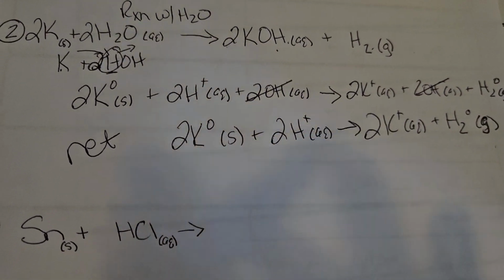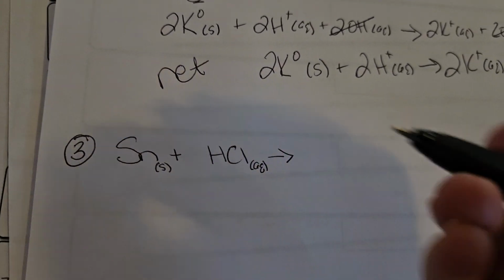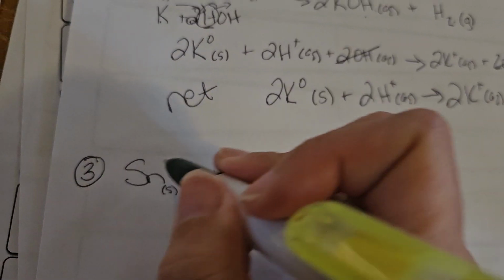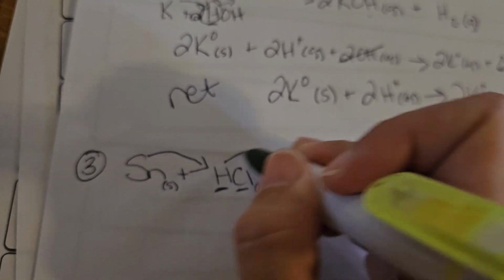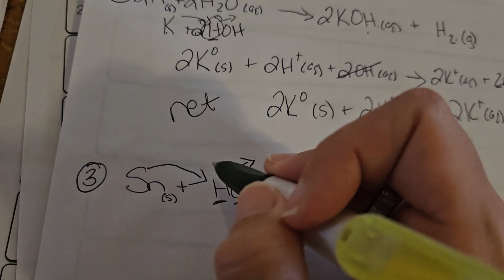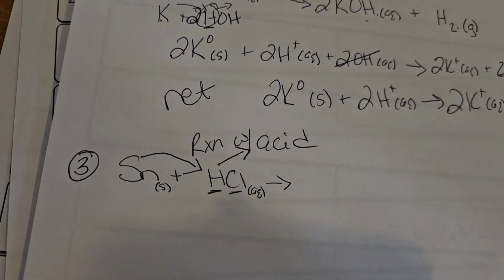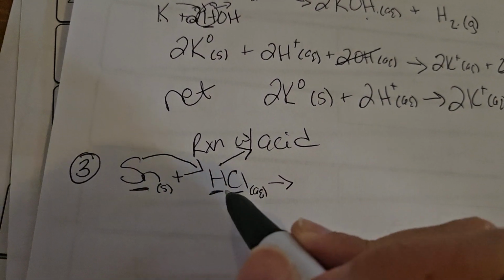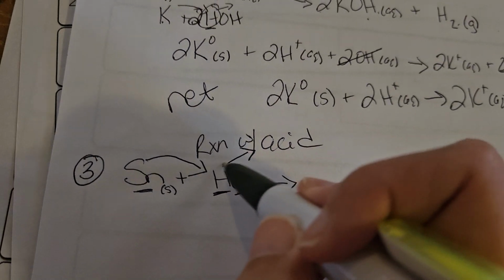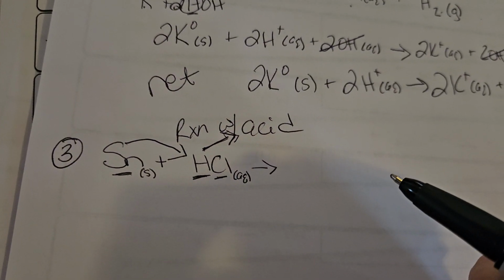Okay. And then the last one, same thing, HCl. So the zinc or the tin will hopefully replace the hydrogen, and this would be a reaction with an acid, single replacement. Okay, and same thing, you check whether tin was more active than hydrogen. If so, it would kick it out.